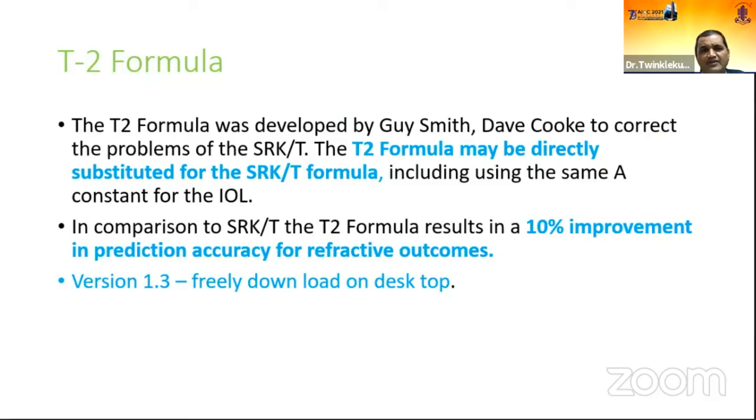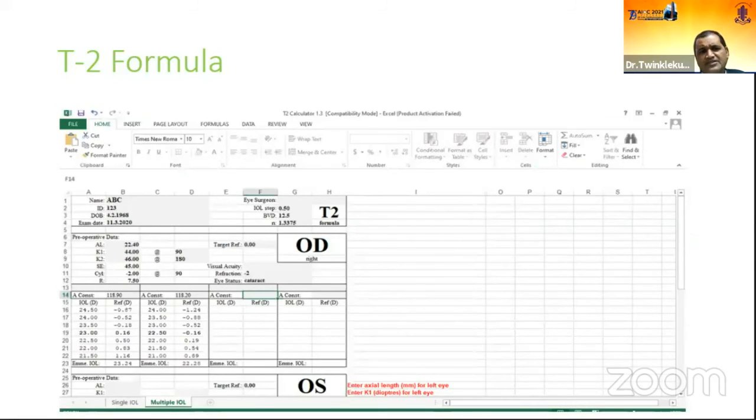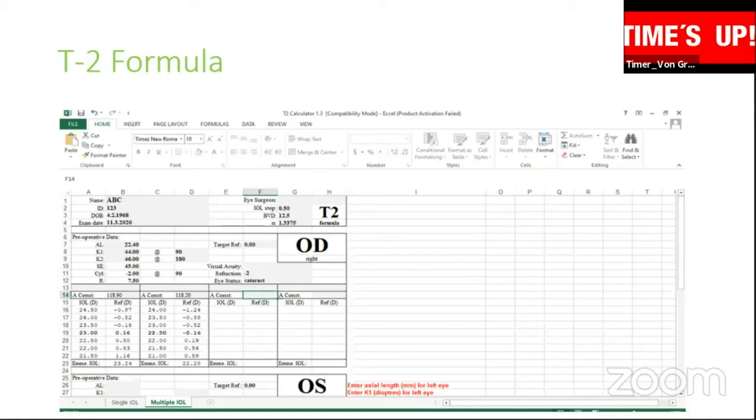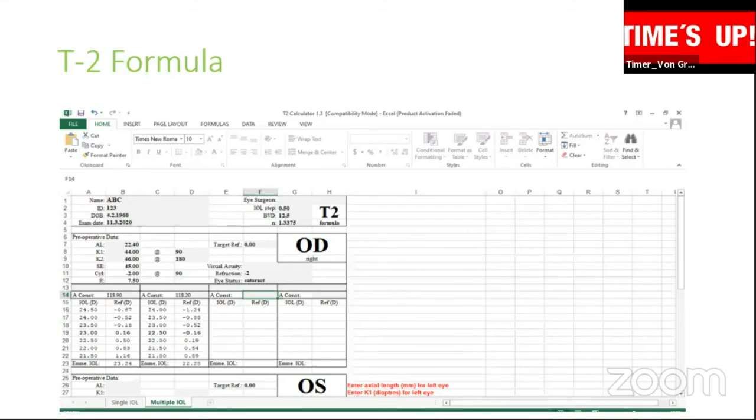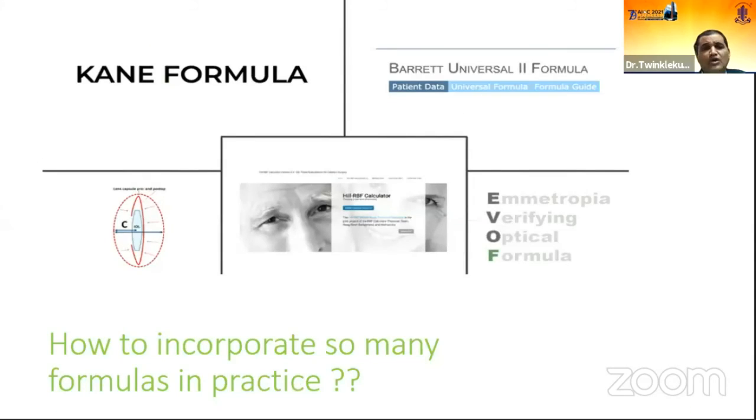The T2 formula is a newer version of the SRK/T formula. It gives nearly a 10% improvement in prediction accuracy. It is available freely, and version 1.3 can be downloaded freely on the desktop. This is the way I downloaded it on my desktop to use the T2 formula. For normal eyes, it gives a little bit better results than the older one. Now you have so many new formulas: Barrett, Kane formula, Hill RBF formula, EVO formula, ray tracing formulas.